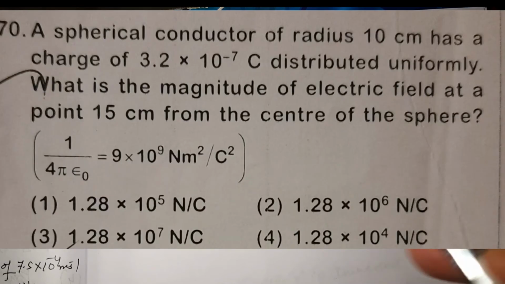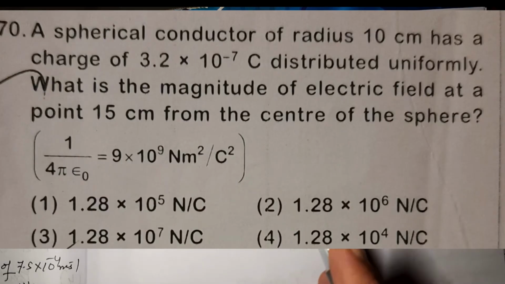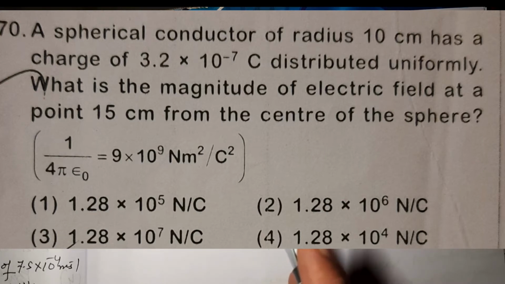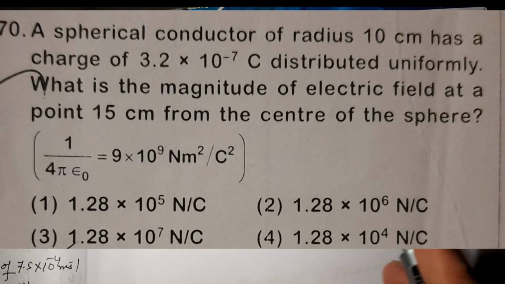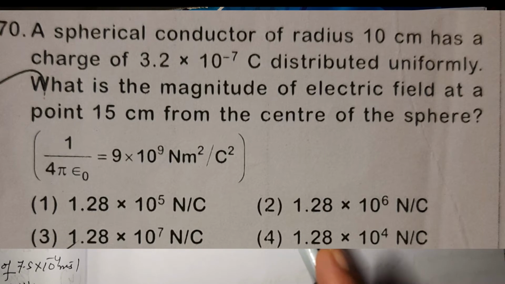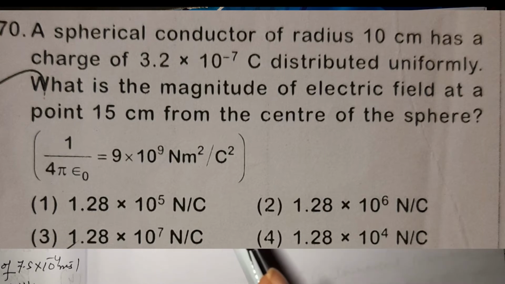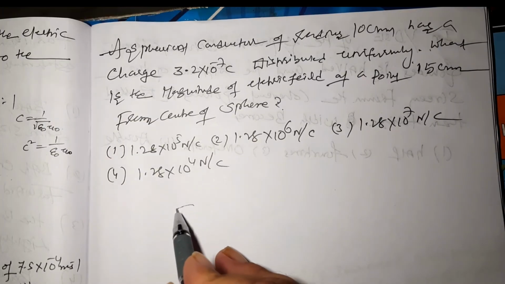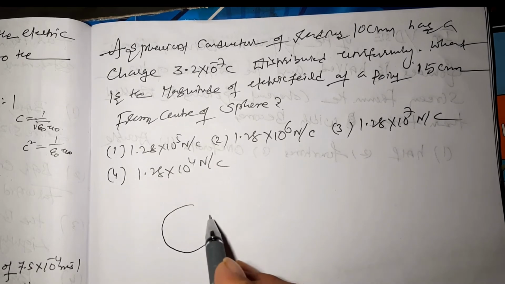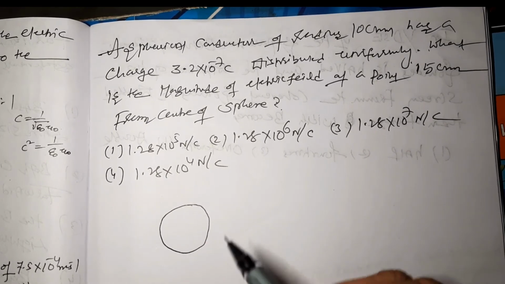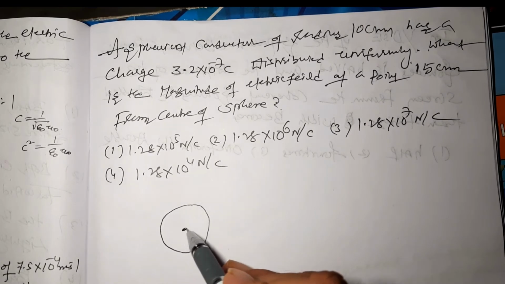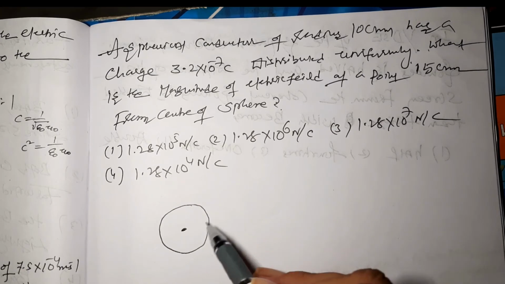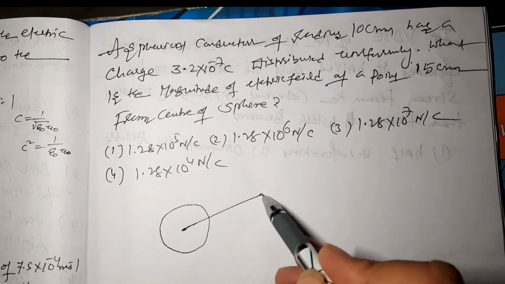So let us discuss another problem. A spherical conductor of radius 10 centimeter has a charge 3.2 into 10 to the power of minus 7 coulombs distributed uniformly. What is the magnitude of electric field at a point 15 centimeter from the center of the sphere? So this is a spherical conductor, and the charge is distributed uniformly over its surface. What is the magnitude of electric field at a point 15 centimeter from the center of the sphere?